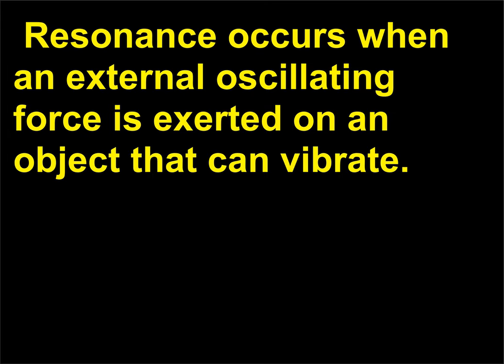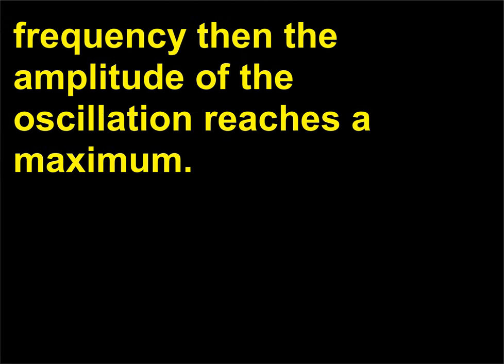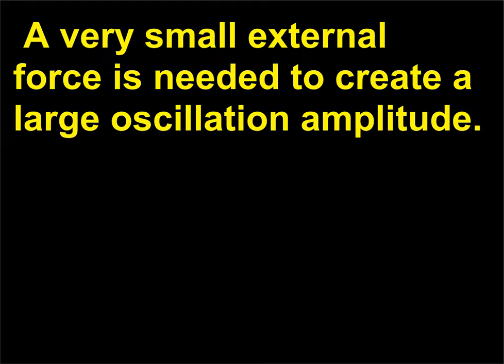Resonance occurs when an external oscillating force is exerted on an object that can vibrate. When the frequency of the external force equals the natural frequency, then the amplitude of the oscillation reaches a maximum. This condition is called resonance. A very small external force is needed to create a large oscillation amplitude.